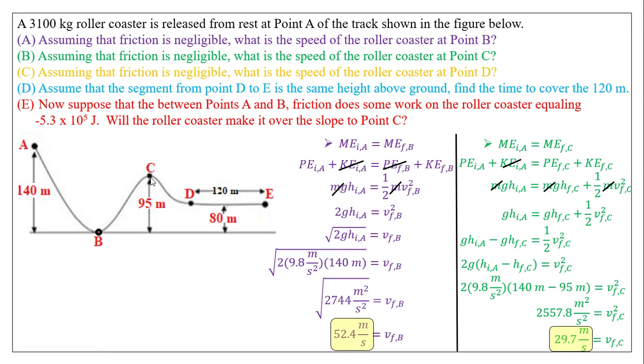All right, let's go ahead and crack out part C. Part C says, assume again that friction is negligible. What is the speed of the roller coaster at point D? This one is pretty light work, so pretty much the same three parts. The first three parts is kind of the same process.